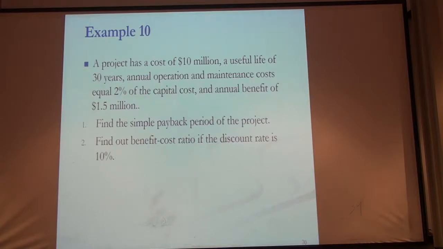So it has 3 parts now. First is to find simple payback period. You can also do the discounted payback period, but it will take little time because you have to discount each year. And you can find out the benefit cost ratio. You can find out profitability index. All right. I would suggest again to draw the cash flow diagram.